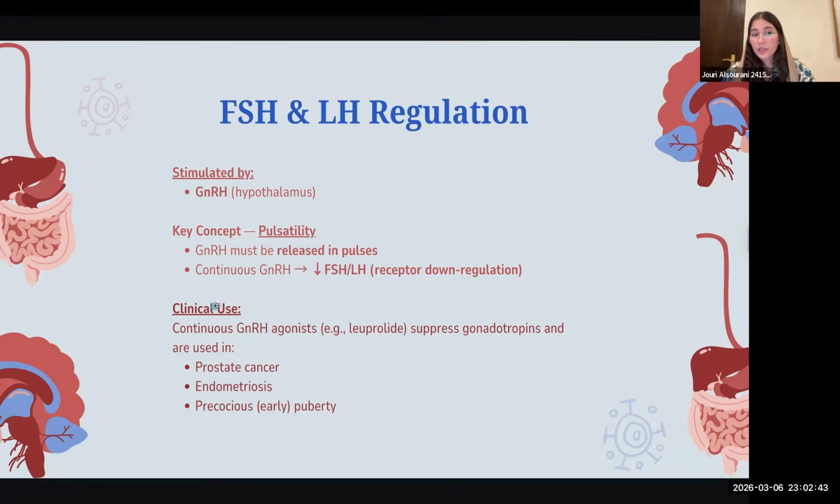This concept can be used clinically. So sometimes we can use these GnRH agonists. We don't want FSH and LH, so we're using these GnRH agonists to continuously stimulate the receptor because we want to suppress gonadotropins. And we can use this clinically in prostate cancer, endometriosis, early puberty, basically to slow down or inhibit the effects of FSH and LH.